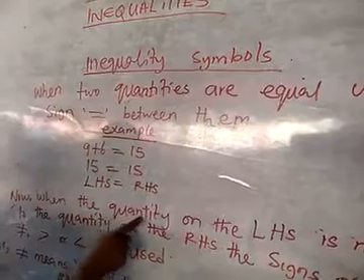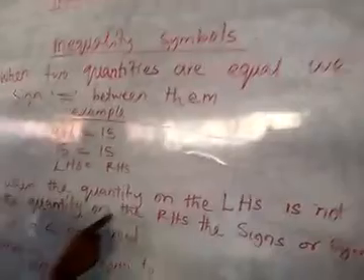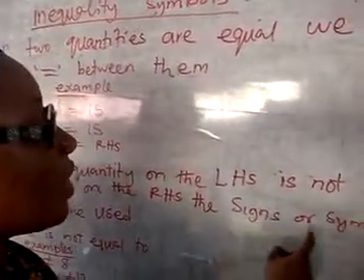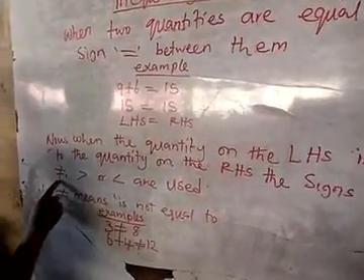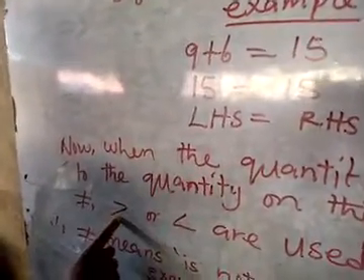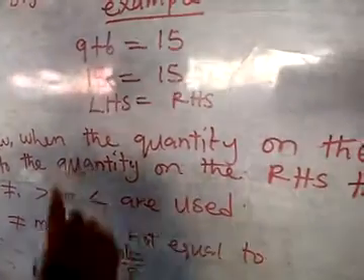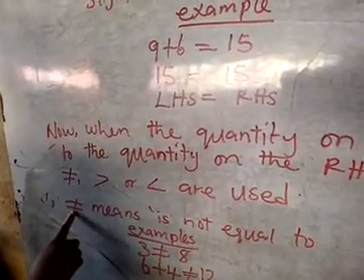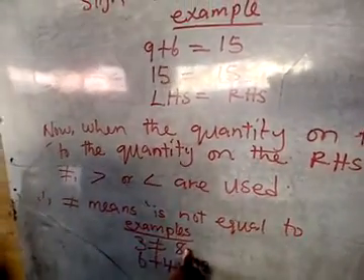Now, when the quantity on the left-hand side is not equal to the quantity on the right-hand side, the signs or symbols we use are: not equal to, greater than, or less than. Number one, not equal to. This sign here means it's not equal to. That means the left-hand side and the right-hand side are not equal.